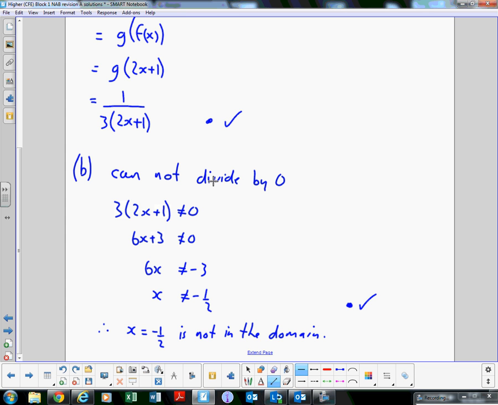Another commonly recurring question in higher maths is trying to square root a negative number. We also can't do that. So just beware that square rooting a negative number and dividing by 0 quite often is related to the domain questions. Questions about what can and cannot be in the domain.